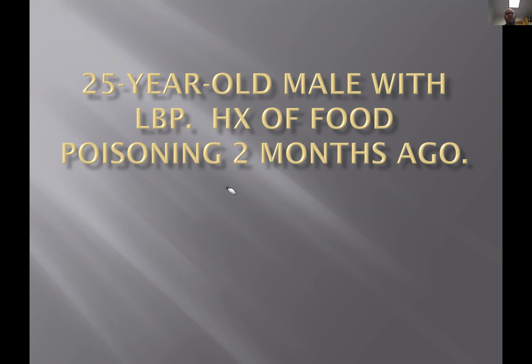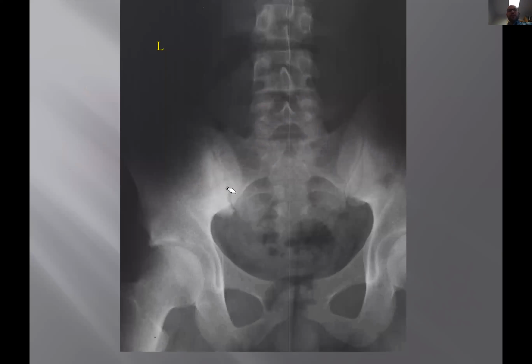Okay, this is the last case. We'll have a quiz question on this, and then I want to just make sure you know the questions, and we'll be done. 25-year-old male with low back pain, a history of food poisoning 2 months ago. All right, detection. Where's the abnormality? This is the left side of the patient with that little yellow L that I put in. All right, what's abnormal here?